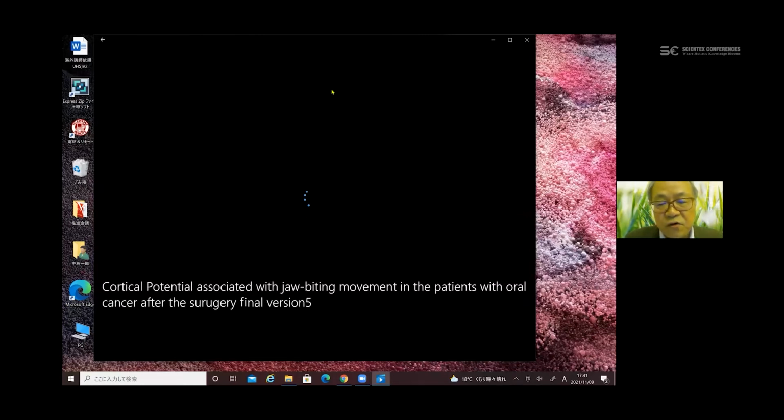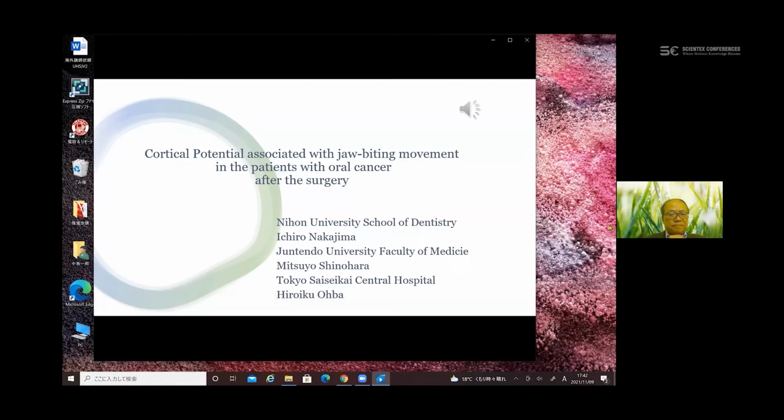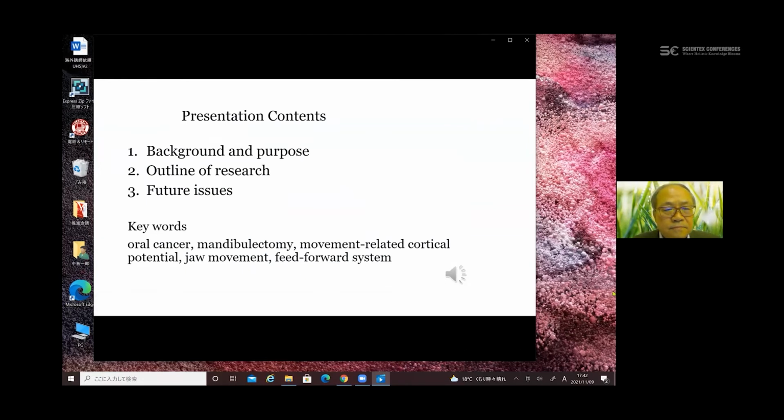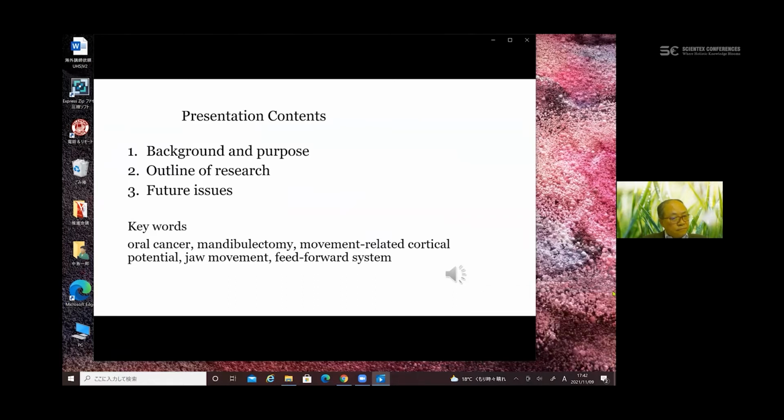Everybody can watch video? Cortical potential associated with jaw biting movement in the patients with oral cancer after the surgery. Today's presentation is shown on the slide. I would like to talk about the background and purpose of the research, the outline of the research, and future issues. As keywords, there are 5: oral cancer, mandibulectomy, movement-related cortical potential, jaw movement, feed-forward system.